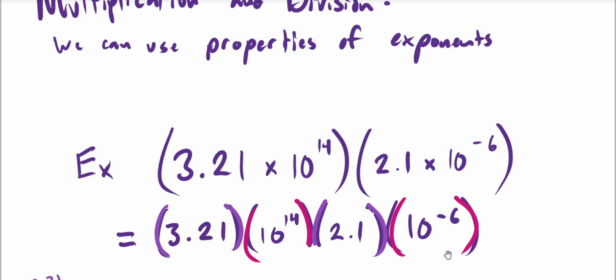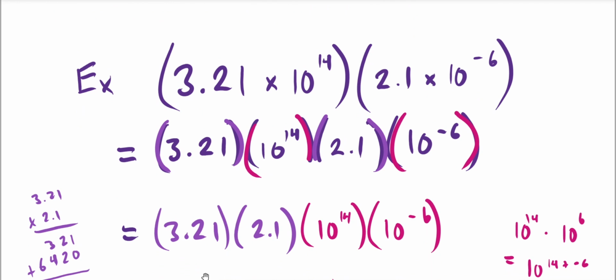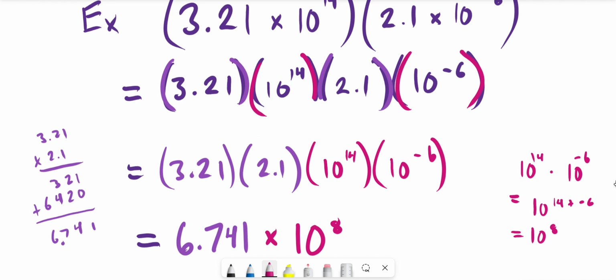And we know that multiplication can be done in whatever order you darn well please. So why don't we group the numbers up front, and why don't we group the powers together? Because taking the product of two powers is easy. 10 to the 14 times 10 to the minus 6 is going to be 10 to the 14 plus negative 6, which is 10 to the 8th. So this exponent part turns into 10 to the 8th.